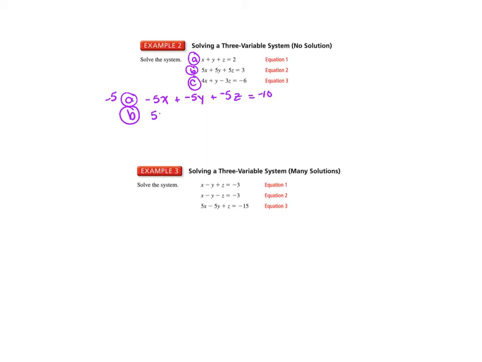Equation B, I'm going to write right below it, 5x plus 5y plus 5z equals 3. I'm going to add those two together. We get -5x plus 5x is 0, -5y plus 5y is 0, -5z plus 5z is 0, so nothing's left. And you have -10 plus 3, which is -7. So 0 equals -7 is a false statement. Therefore, we have no solution.